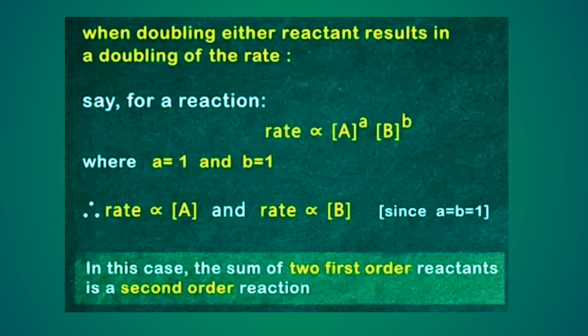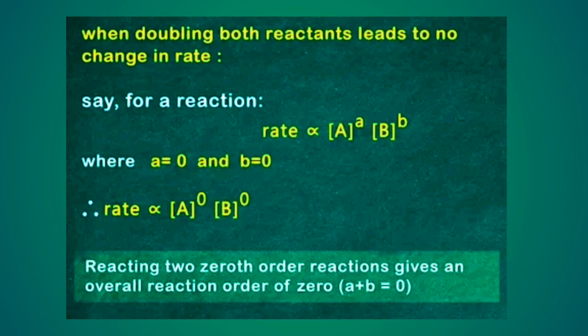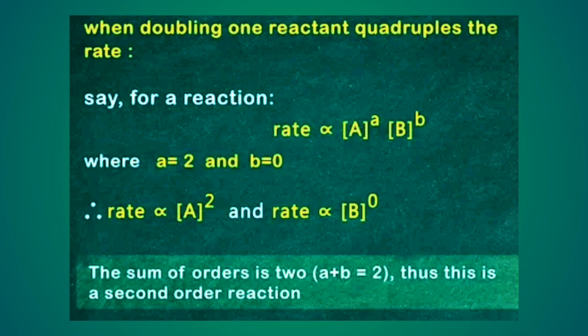So in this case, the sum of the two first order reactions is a second order reaction. Don't forget that 1 plus 1 is equal to 2. So overall, that reaction is a second order reaction. Now, if one reactant is doubled and the other is unchanged, as seen in this next example, doubling one reactant quadruples the rate. So if you are doubling one of the reactants, it will also affect the rate.